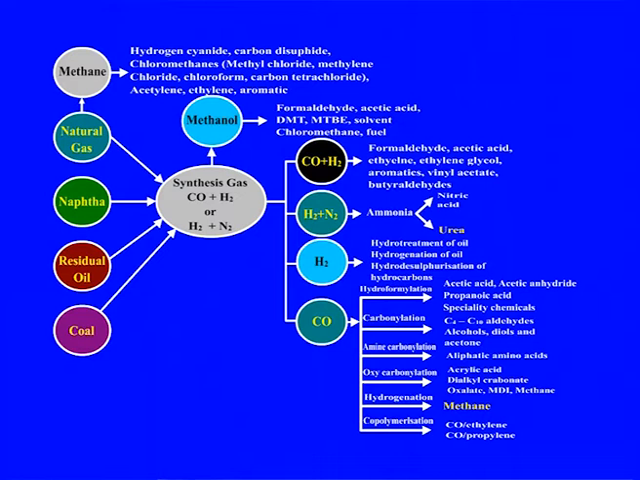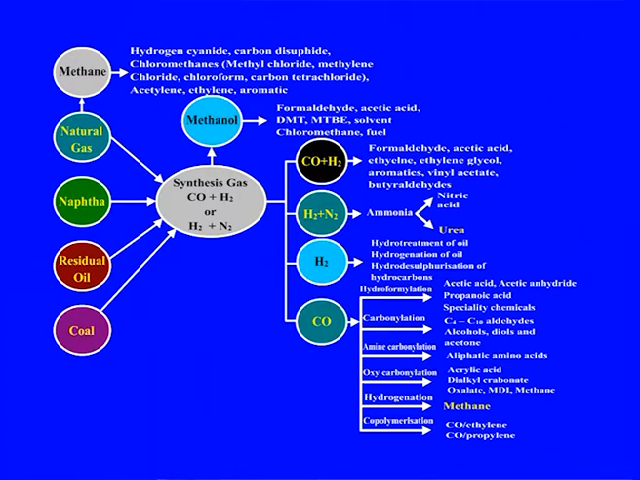Then there are the chlorinated methanes, the various chloromethane compounds that we get after chlorination. Carbon disulfide is also a very important feedstock for the manufacture of viscose rayon. Then the other compounds: acetylene, which you can produce from methane, and ethylene and aromatics, because there is technology available from synthesis gas to aromatics also.